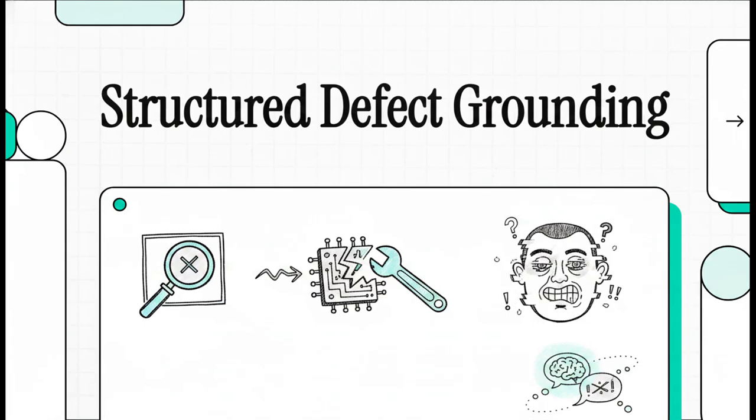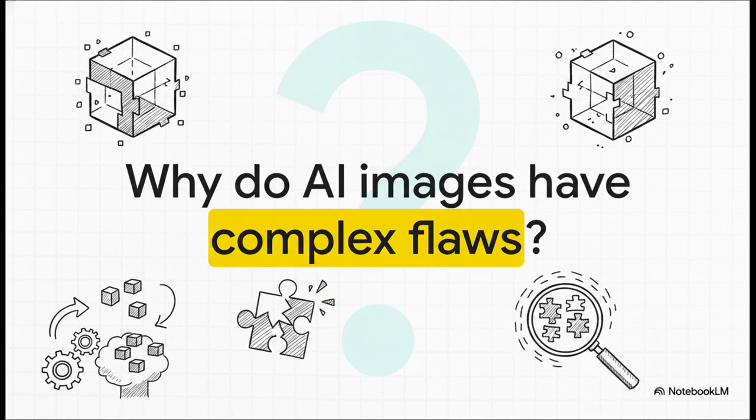Welcome to The Explainer. Today we're diving into a really fascinating research paper titled Where, What, Why, and Importance: Structured Defect Grounding for Text-to-Image Feedback. Basically, we're going to explore exactly how researchers are diagnosing and fixing those persistent, weird visual mistakes that AI just keeps making. So why do photorealistic AI images still have these subtle, complex flaws?